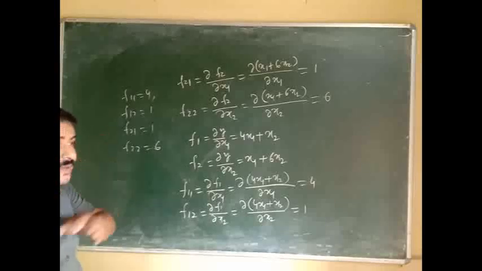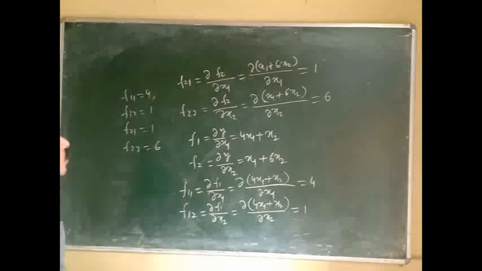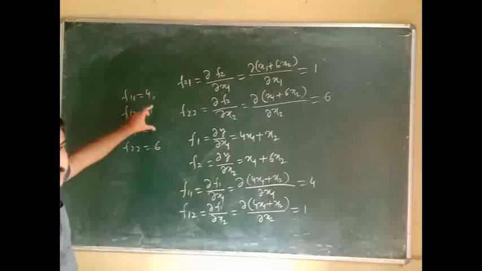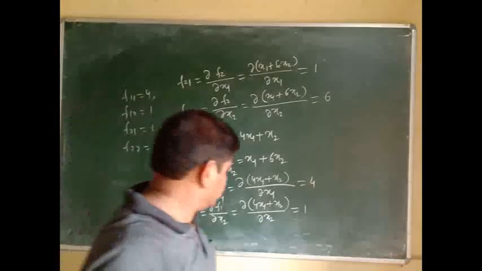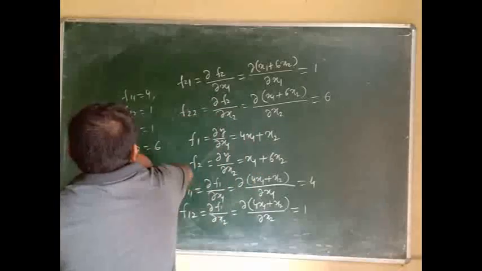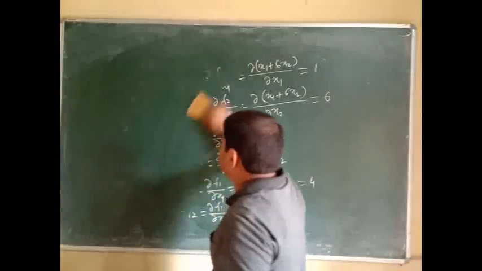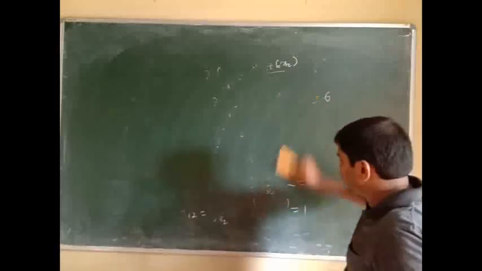You can verify whether your exercise is wrong or right. If your f12 and f21 values remain the same, then your process is good. So this is all about your second order partial derivative.